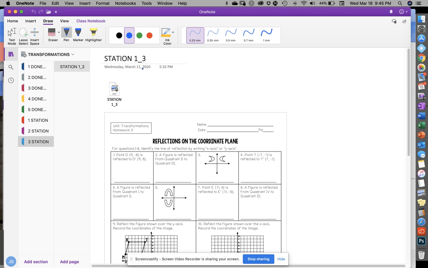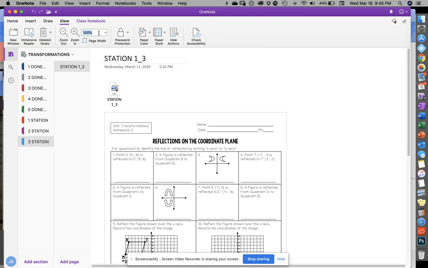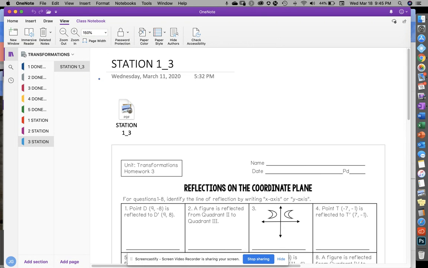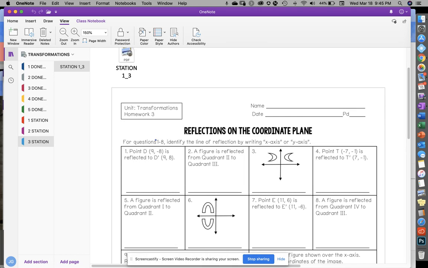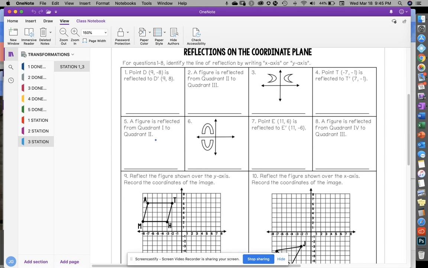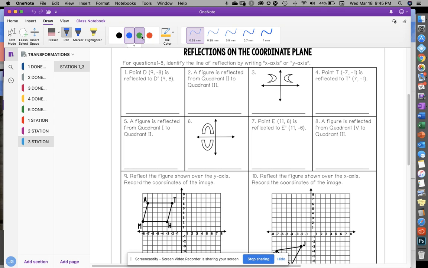All right, this is Reflections on the Coordinate Plane. This is your last teacher station. I'm just going to make this a little bit bigger. All right, so this one's on reflections on the coordinate plane. Number one wants us to identify the line of reflection, whether it's the x-axis or the y-axis. So remember, if the number stays the same, that's the axis it's jumping over. All right, so let's get started.